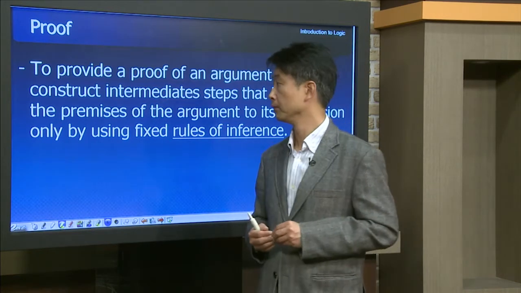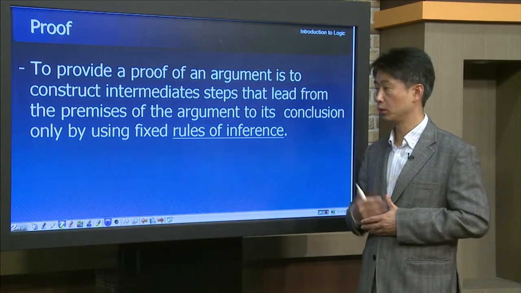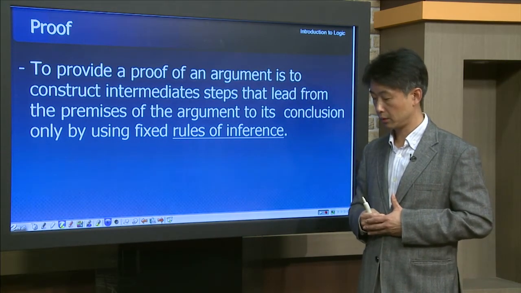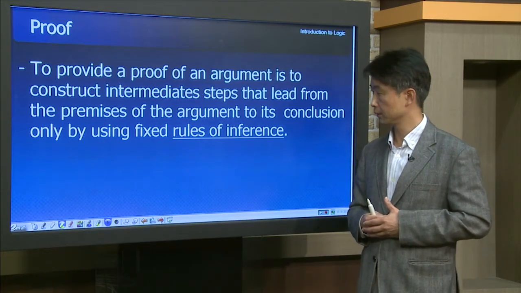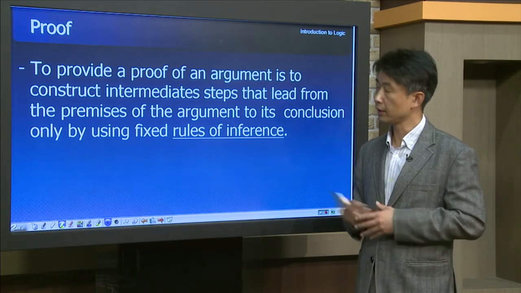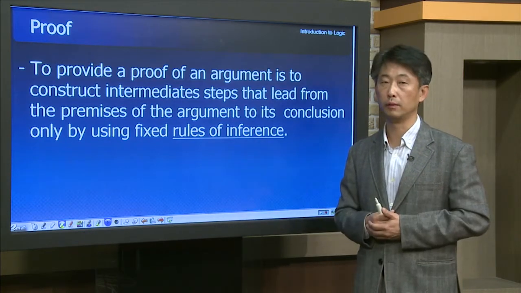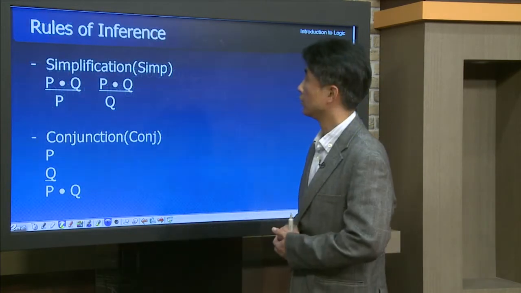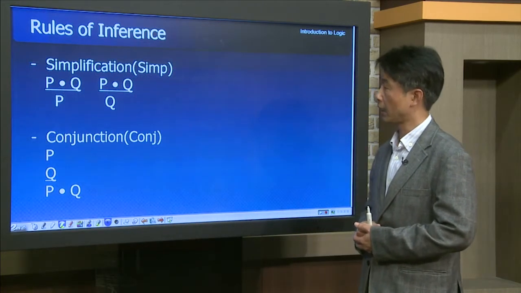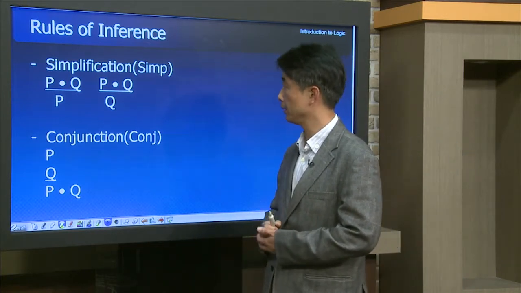So, we will spend some time going step by step through the rules of inference. And then we will come back to actually constructing a proof. The first one is called simplification. In short, SIMP.